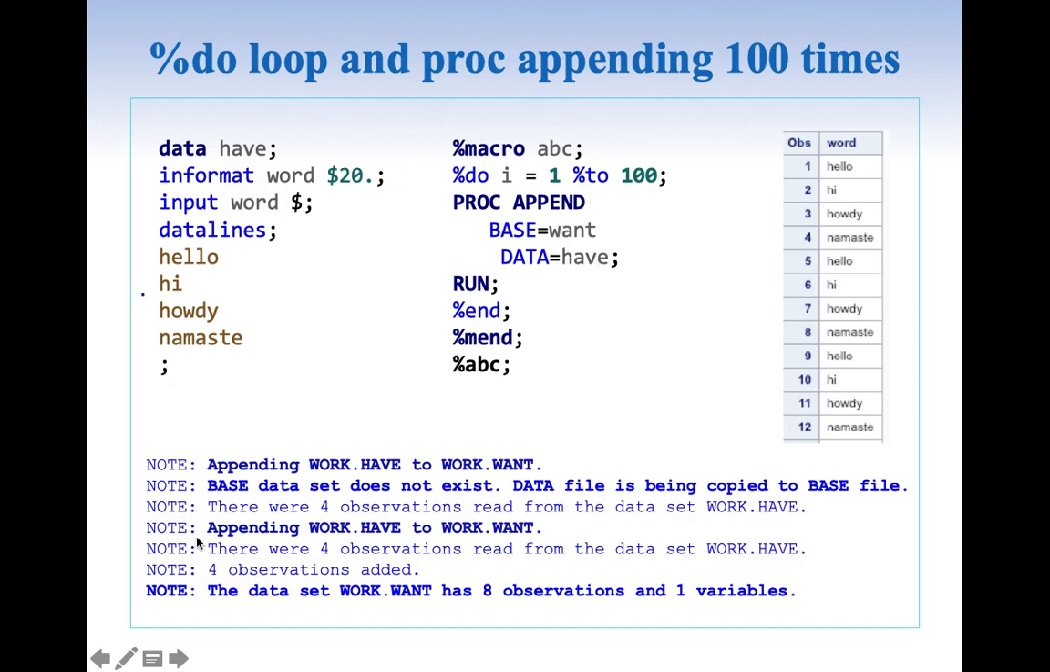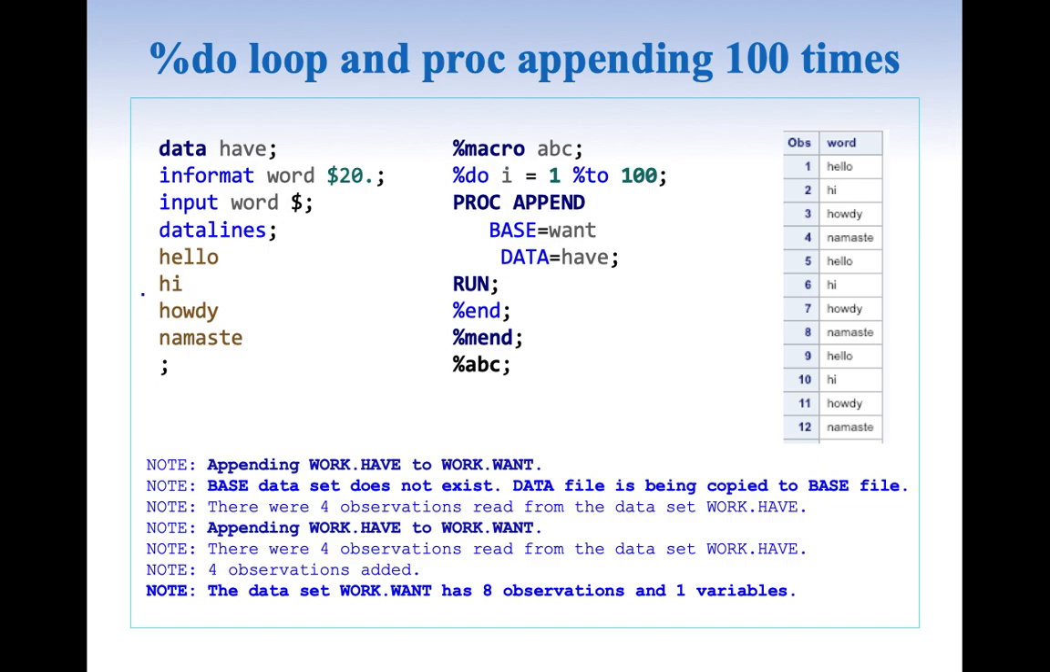Here again, I have included some part of log wherein it shows that four more observations have been added. Now we have eight observations and one variable. So it has added four more rows which are there in the table. So again, one more proc append. It's trying to add all the dataset again. So 100 times it will do the same thing.